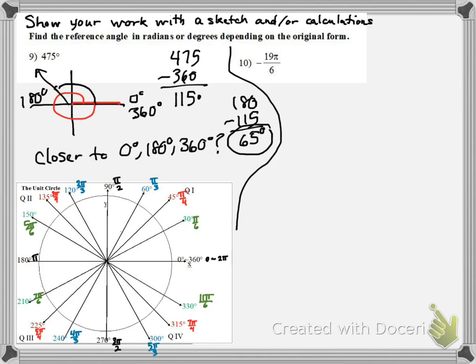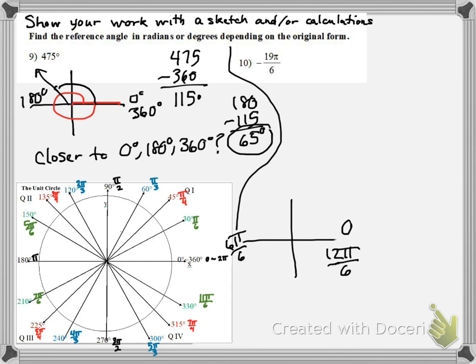Next one is negative 19 pi over 6. So I'm going to think about a sketch again: 0, pi, 2 pi, because that has a 6 on the bottom. I'm going to change my pi into 6 pi over 6, and I'm going to change my 2 pi into 6 on the bottom, and 2 times 6, 12 pi over 6.